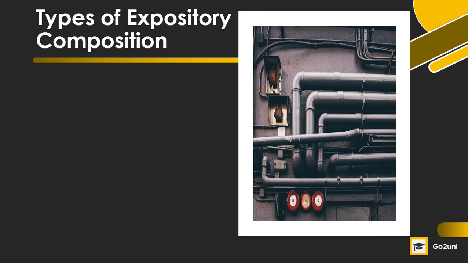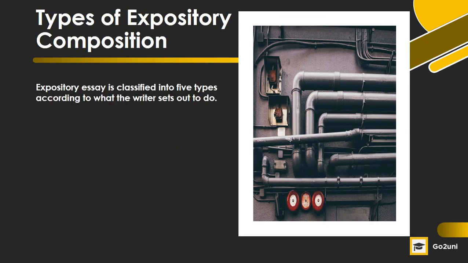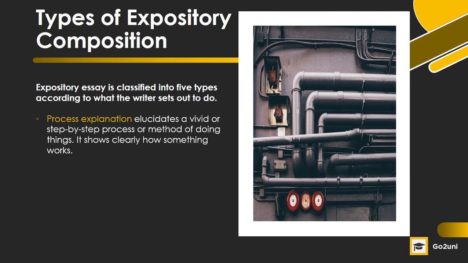Now, types of expository essays. Expository essay is classified into 5 types according to what the writer sets out to do. For example, you have process explanation. Process explanation tries to explain the step-by-step process or method of doing things. It shows clearly how something works. So an expository essay can be written, like I said earlier, citing an example of how to manufacture a phone. An expository essay can be written to explain how phones are being manufactured, the step-by-step processes involved.